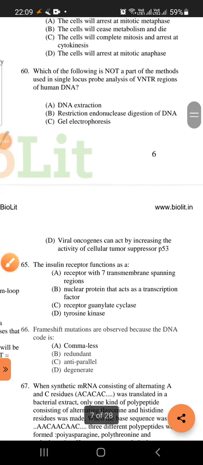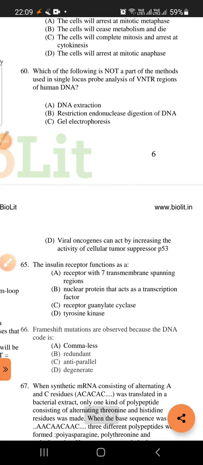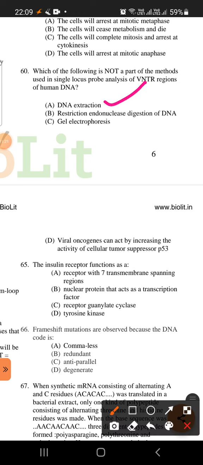Then comes the 60th question. Which of the following is not a part of the method used in single locus probe analysis of VNTR regions of human DNA? It is asking, in other words, which method you can't use if you want to study a single locus. In VNTR regions, if you want to study single locus probe analysis, which method you cannot use? See, DNA extraction you essentially have to do, because that is the only procedure by which you can get your DNA sample. If it is talking about human DNA, then DNA extraction is essentially important in order to study it. So that option cannot be correct.